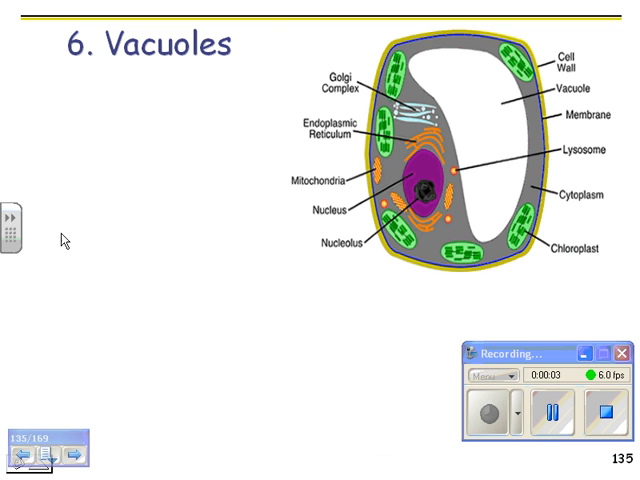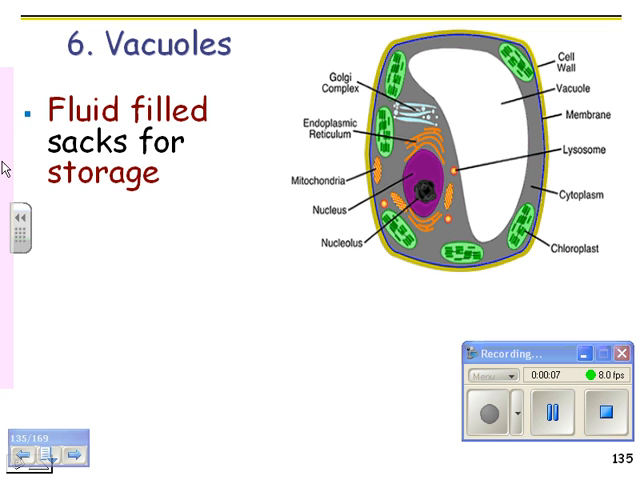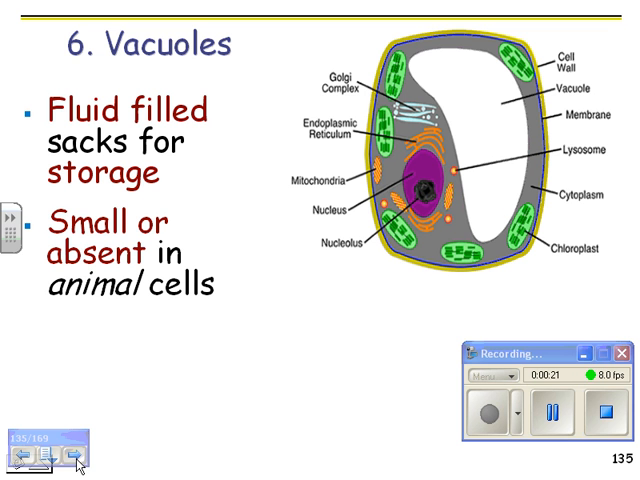Vacuoles. So we're finishing up the organelles, and today we're going to talk about vacuoles. A vacuole is a fluid-filled sac for storage. Here's a large central vacuole. This is a plant cell, and in a plant cell, there's usually an enormous vacuole. They're small or absent in animal cells.